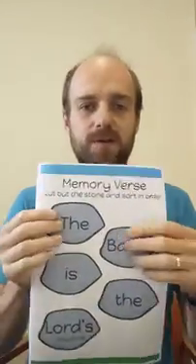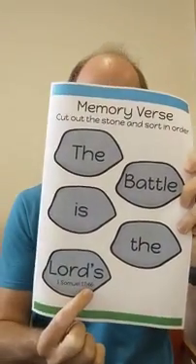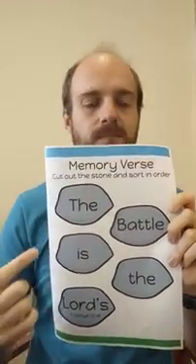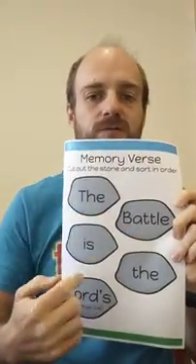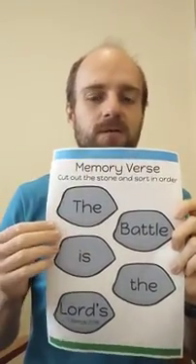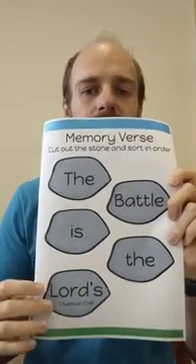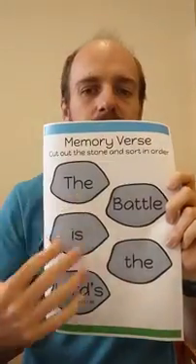I made this week's memory verse. It says, "The battle is the Lord's." It's found in 1 Samuel 17:46. The idea is just to cut out the stones and have your child rearrange them in order. Obviously, your child will need some recognition skills, so it's better for older kids, closer to 5. But you can help your child to sort these out.